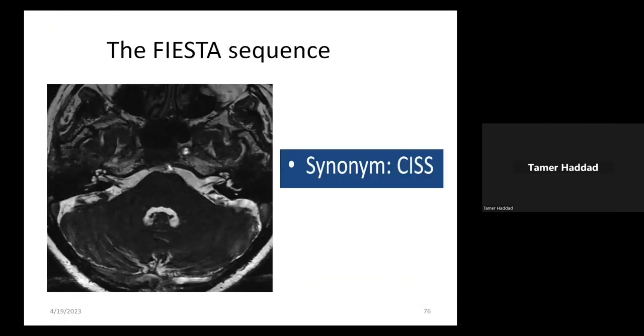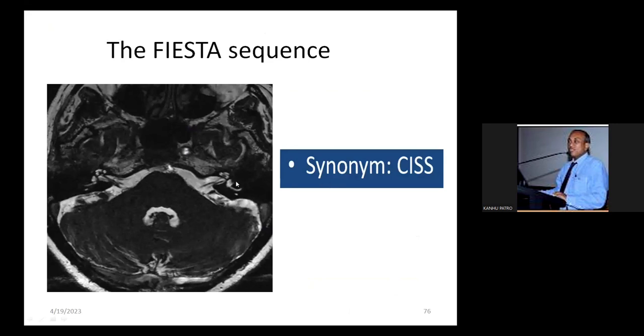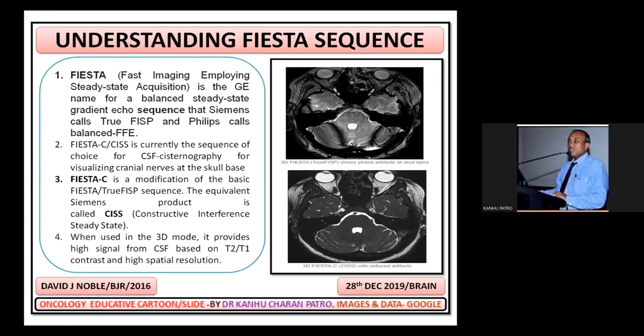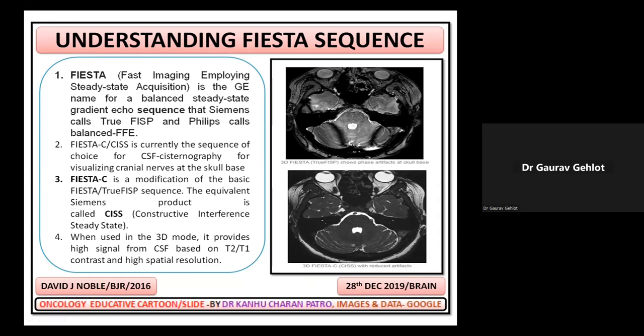So how can you see the 7th space, 8th space CSF areas? If you have a FIESTA sequence, or you can go with the CISS sequence. FIESTA is a special sequence with GE machines, and CISS sequence is in the Siemens. So you can go for this so that you can see the proper CSF spaces.